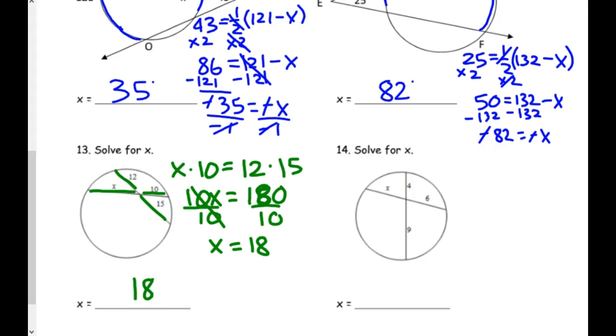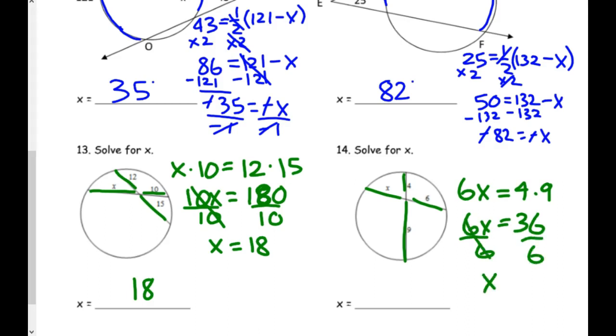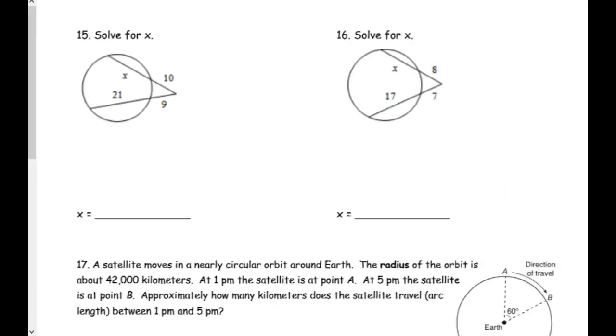Same thing over here, x times 6, which is 6x, equals 4 times 9. 6x equals 36. Divide by 6. x equals 6. All right, over here, getting closer to the end. We're going to do this a little bit faster.